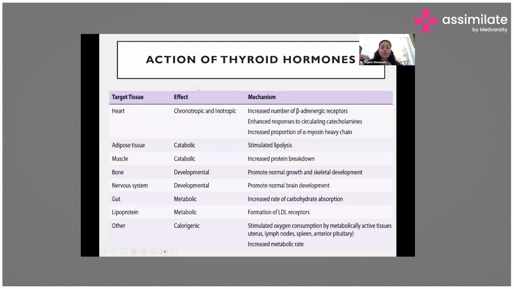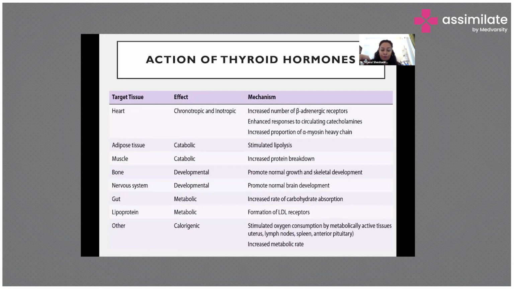So thyroid hormone is also very important for growth and skeletal development. A child with long-standing hypothyroidism tends to be short and has poor growth. Coming to development, as I mentioned, which is very important, it promotes normal brain development. In the gut, it increases the rate of carbohydrate absorption.